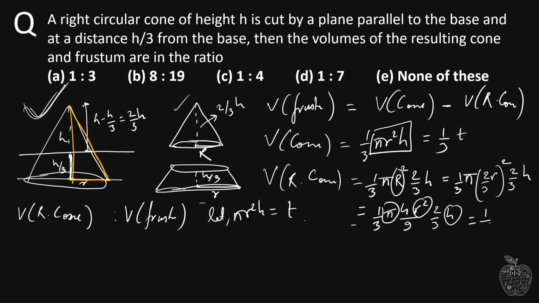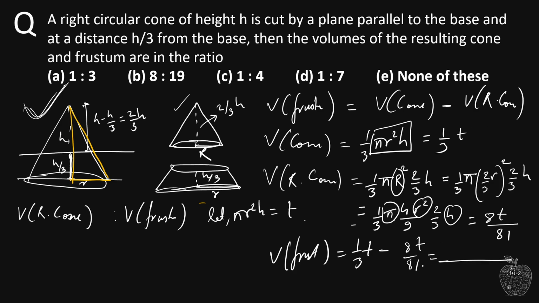In the denominator we have 3 3s are 9, 9 9s are 81, so the denominator is 81. In the numerator we have 4 2s are 8, and instead of pi r square h we write t. So the volume of the cone is 1 by 3 t, and the volume of the resulting cone is 8t by 81. From this we can calculate the volume of the frustum. It will be the volume of the cone, 1 by 3 t, minus the volume of the resulting cone, 8t by 81. Let's take the LCM as 81.